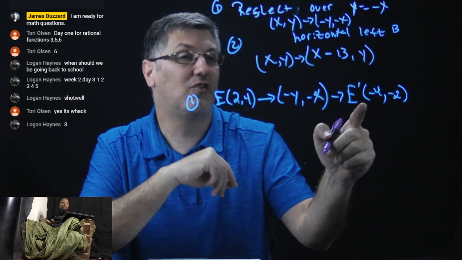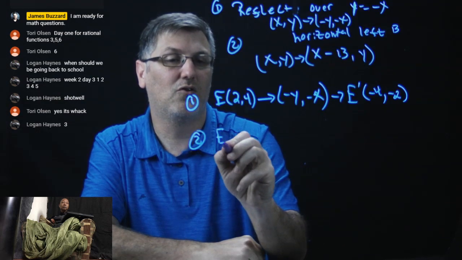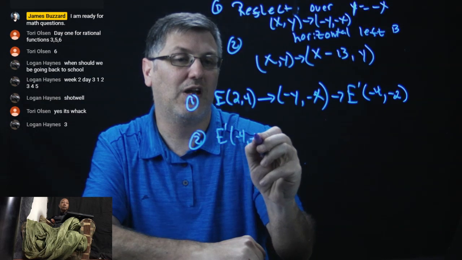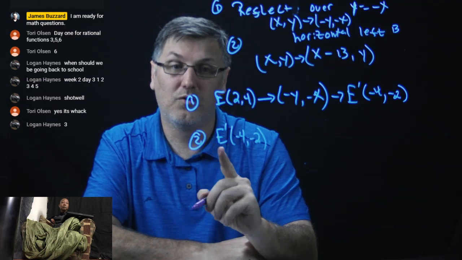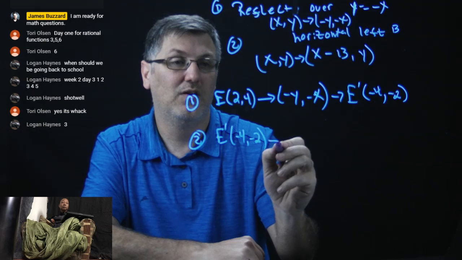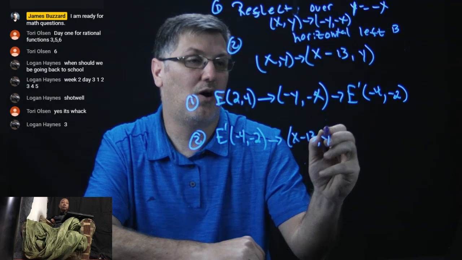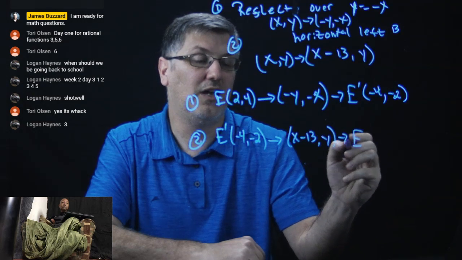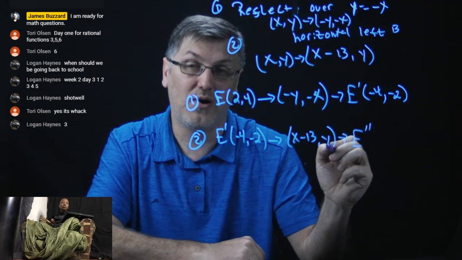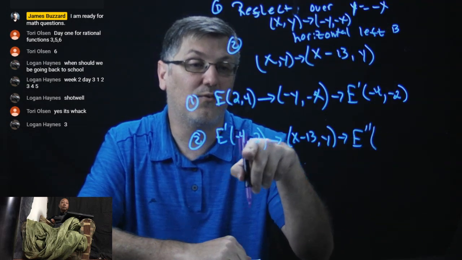Now what we're going to do is take this answer and start with it. So E prime is negative 4, negative 2. So we're going to take what we finished with and start with it. And now we're going to use this mapping, x minus 13, y. And now this is going to be E double prime, because we did it twice. We're real original in math. And all we're going to do is take this negative 4, plug it in here.